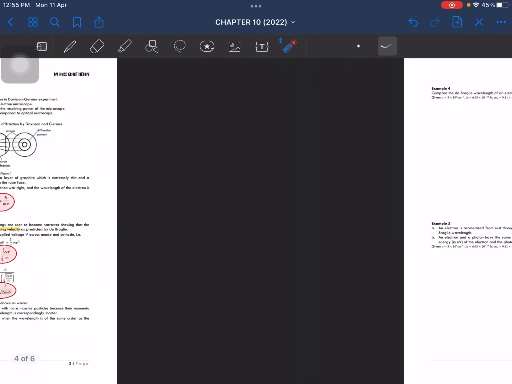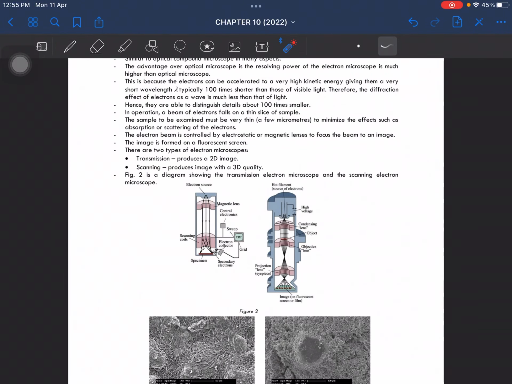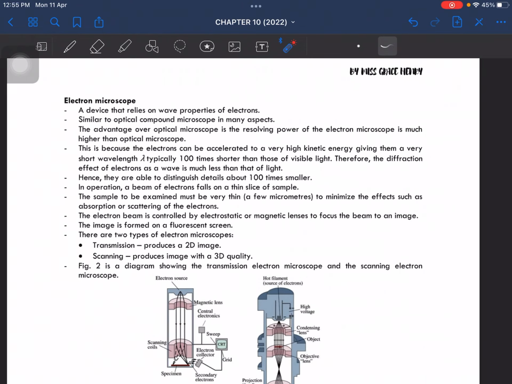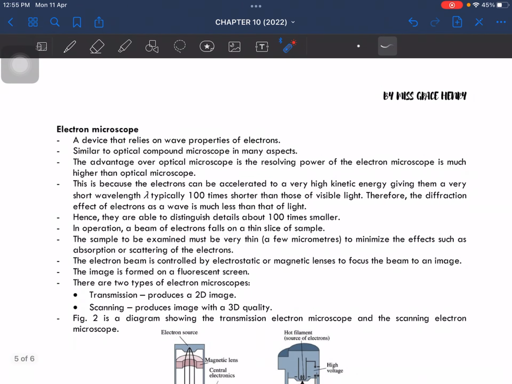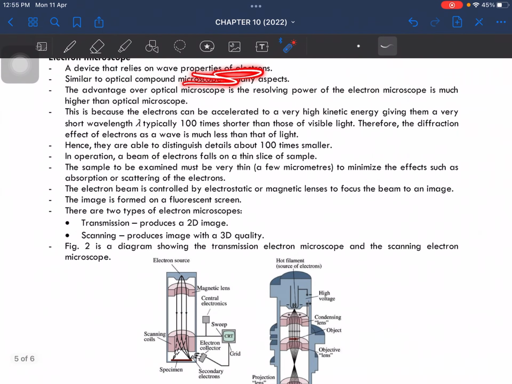Now let's look. This is an electron microscope. An electron microscope is a device that relies on the wave properties of electrons. It is similar to an optical compound microscope in many aspects, but the advantage over the optical microscope is that the resolving power of the electron microscope is much higher than the optical microscope.